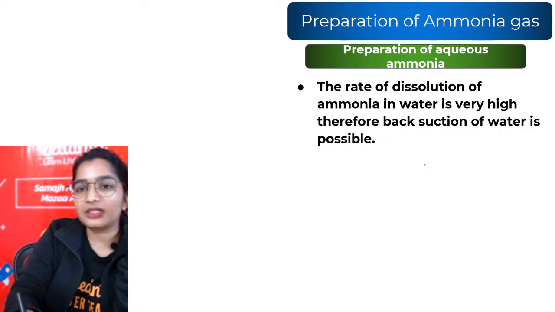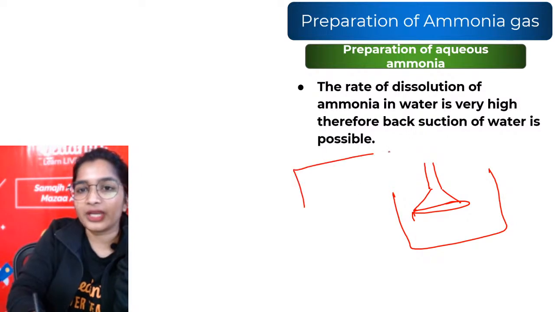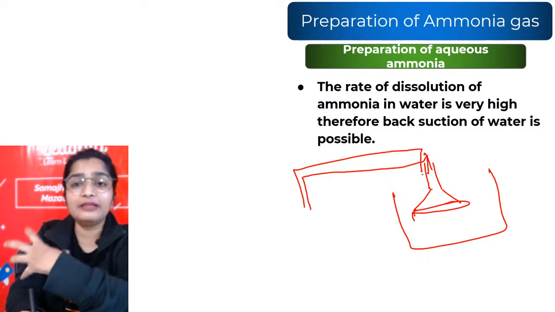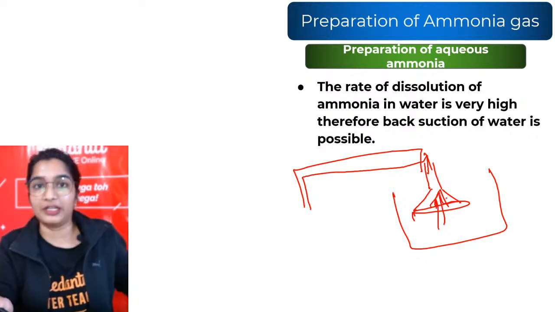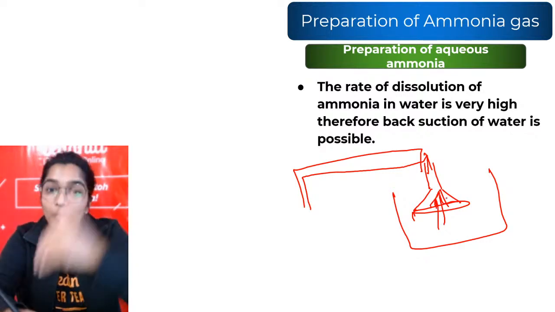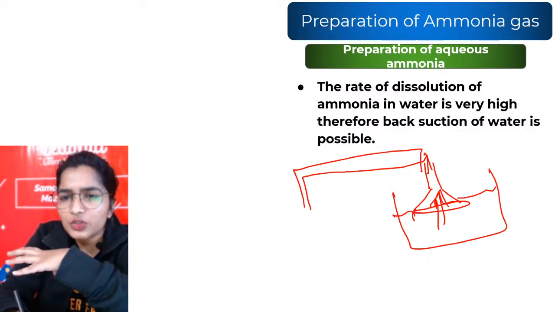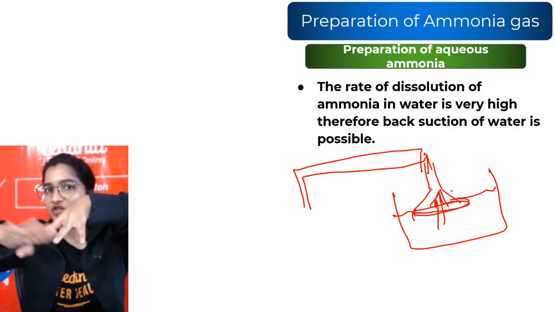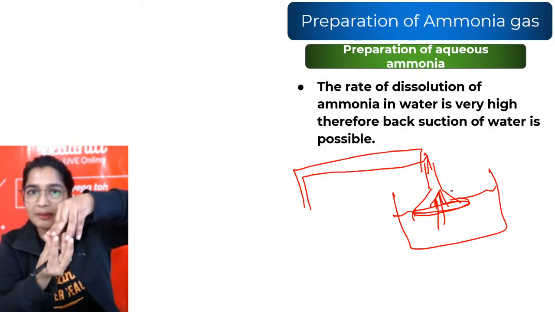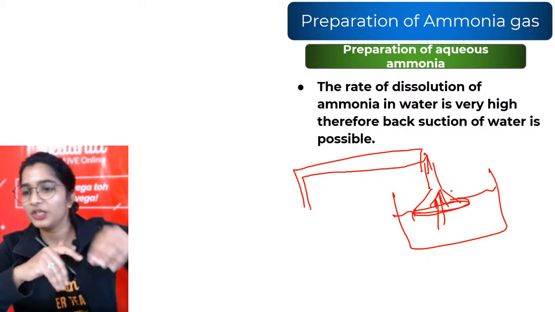So this is how the funnel looks. An inverted funnel, and the ammonia gas will be passed. As ammonia gas is very soluble, sometimes there will be back suction of water. Water gets into the funnel. We don't want that to happen. We want ammonia to get dissolved in this water. So to avoid the back suction, you should keep the funnel such that it just touches the surface of the water. For some time there will be back suction, and again because of the change in pressure, it will be back to normal.